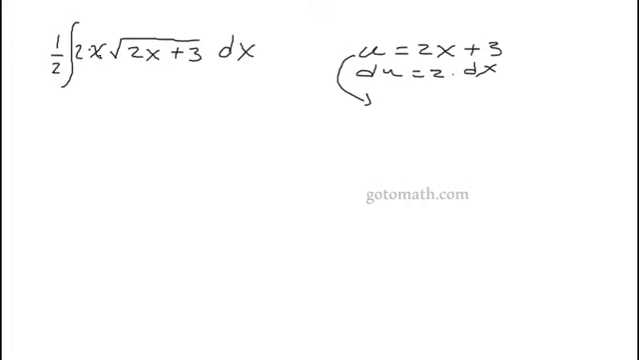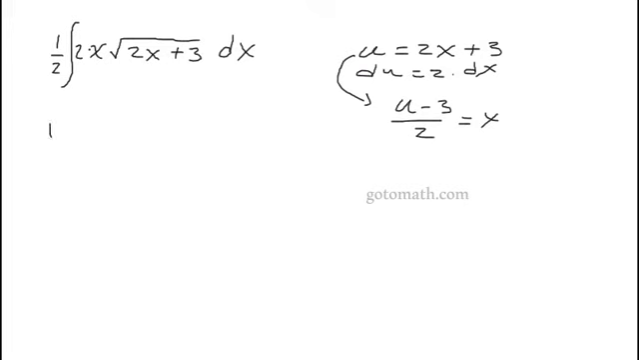But what about this x here? We have to do something with that, and like we did in the previous problem, I'm going to take this equation up here and solve for x. So we have u minus 3 over 2 will be our x. So we just solved for x in this equation. Okay, and now we can go ahead and substitute that x.